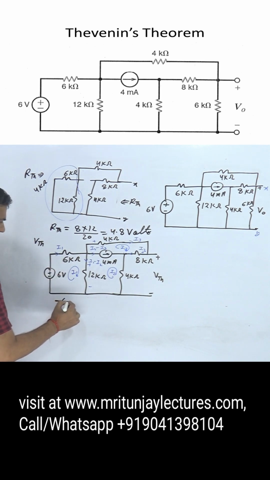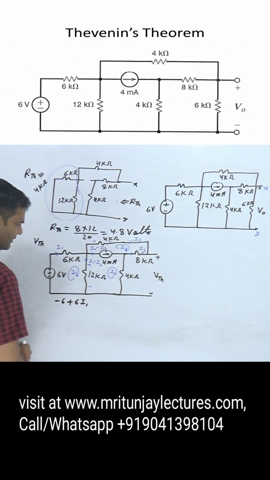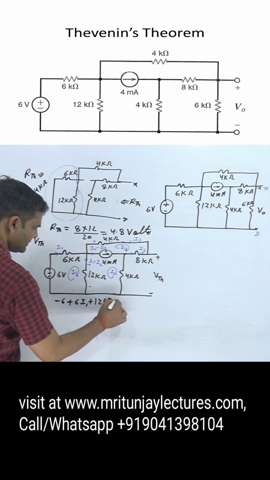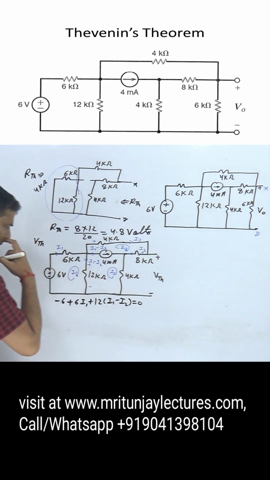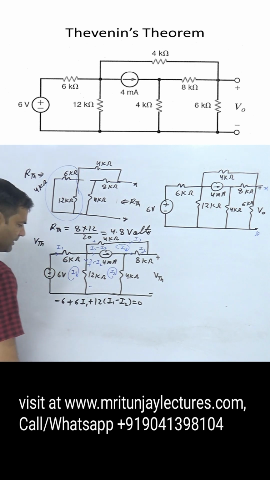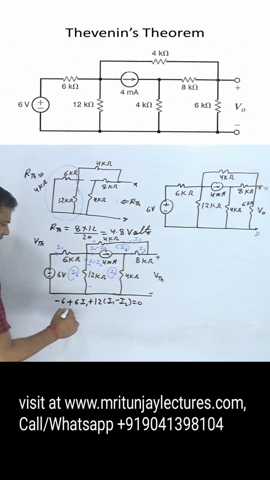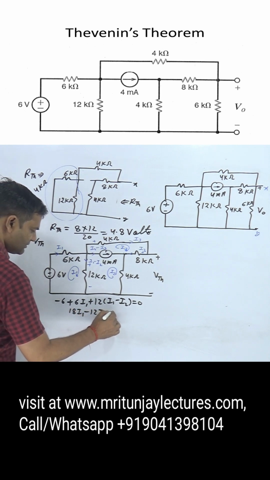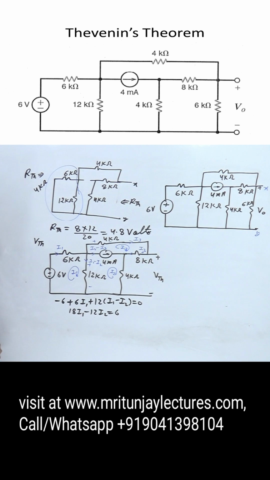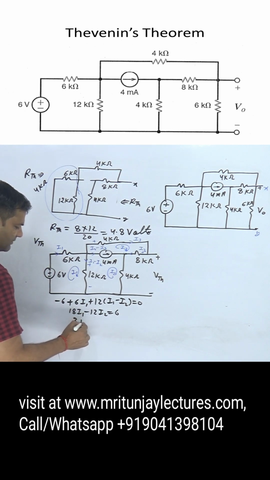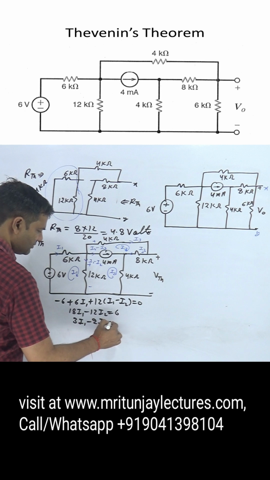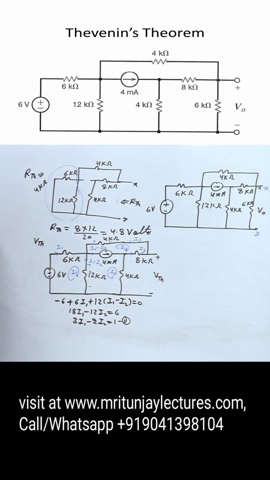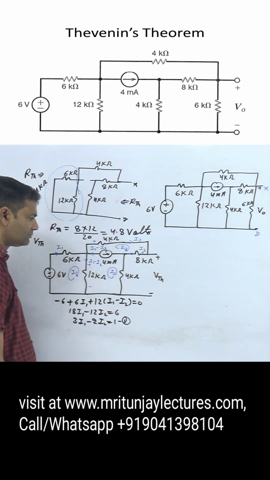Minus 12 plus minus 6 plus 6 I1 plus 12 times I1 minus I2, this will equal 0. 12 and 6, that is 18 I1 minus 12 I2, this will be equal to 6, or you can divide by 6, then we get 3 I1 minus 2 I2, this will be equal to 1, equation number 1. Clear? Now apply KVL in this loop.